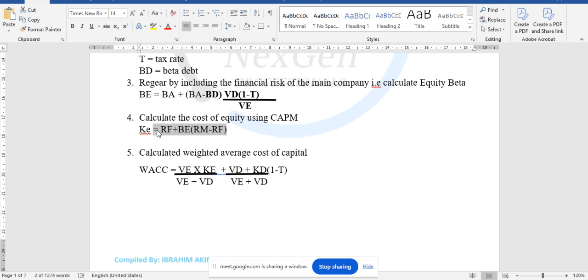Now, the next one may say, calculate the appropriate cost of capital. Just end it here, and that is the appropriate cost of capital, right? That is the three-case scenario. Class, take note of that.